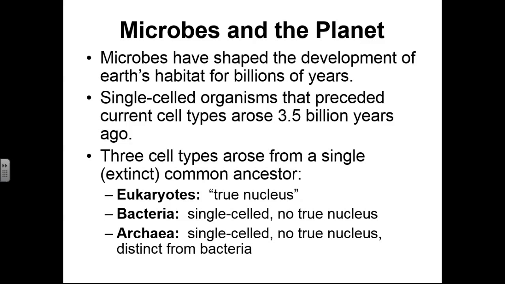They have shaped the development of the Earth's habitat. Cyanobacteria, also known as blue-green algae, are responsible for oxygenating the Earth's atmosphere. 3.5 billion years ago, when life first started to appear, it happened very soon after the great cosmic bombardment of our planet. We had microbes on our planet, and they immediately started to terraform it. All of our microbes are theorized to have arisen from a single common ancestor.